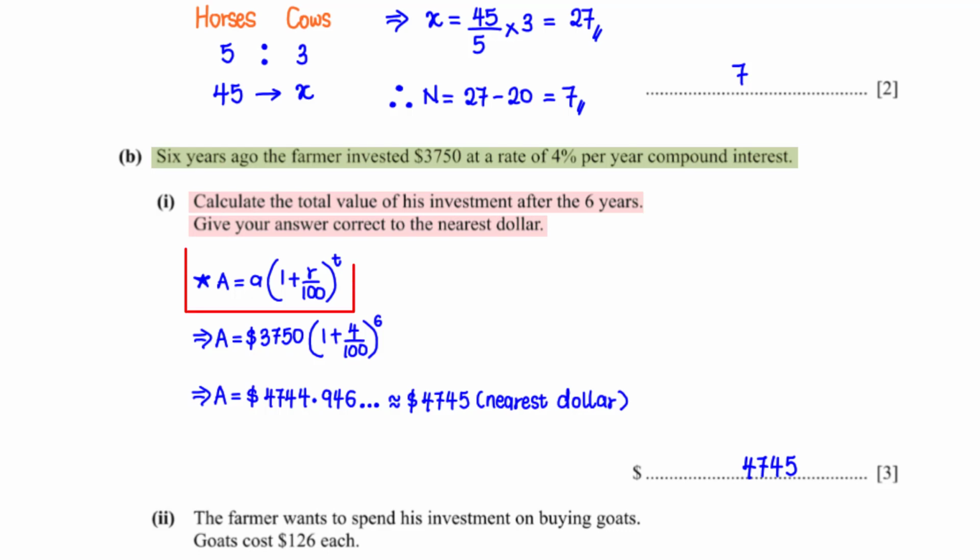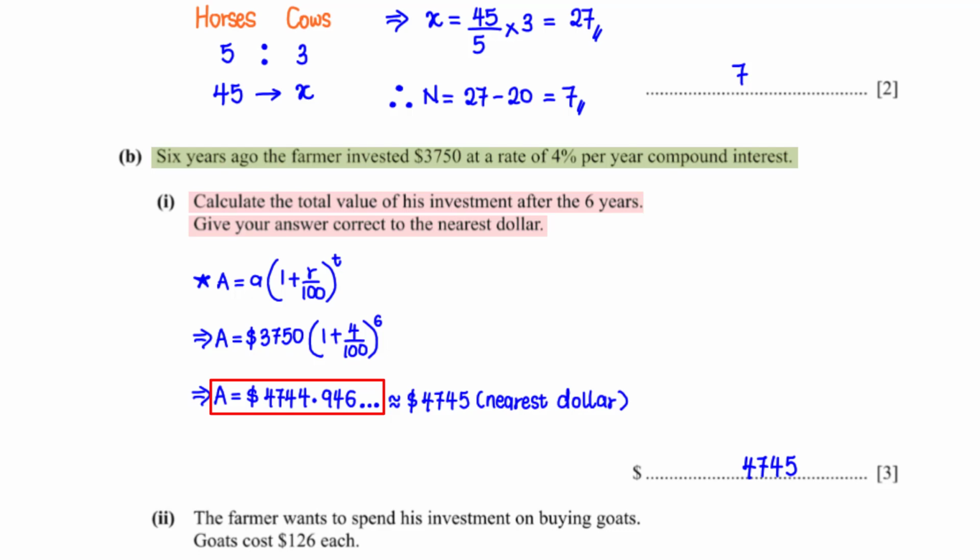In this case, we need to apply the compound interest formula. Big A represents the final value of the investment, which is what we want to find. Small a represents the initial amount invested, which is $3,750. R is the annual rate, which is 4%, and T is the time duration in years for the investment, and that is 6. When we type this into the calculator, we get the final value of the investment as $4,744.946.